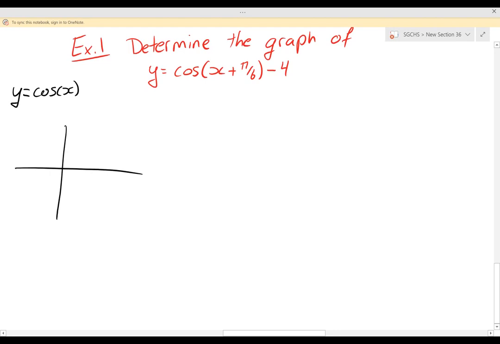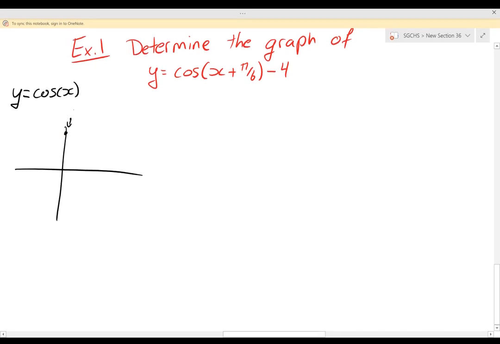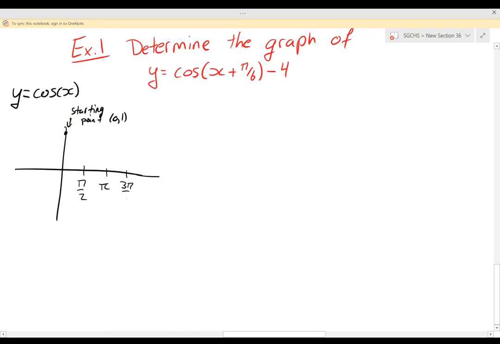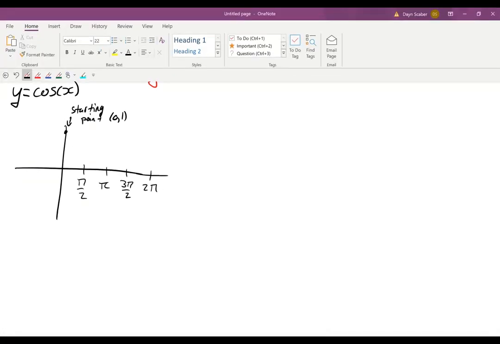Now, a cos x equation has a starting point at 0 and 1. And then we go down to pi over 2. We also have pi. I'm using the quadrantal angles to make my simple graph here, and then 2 pi. And then you can really easily graph these things.